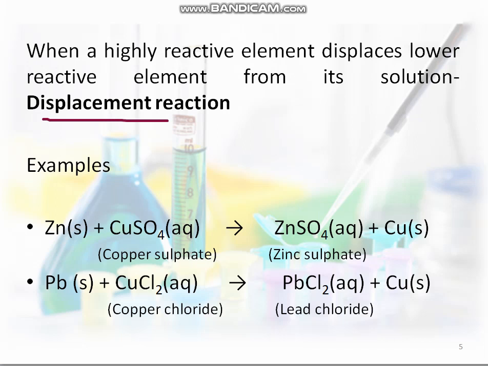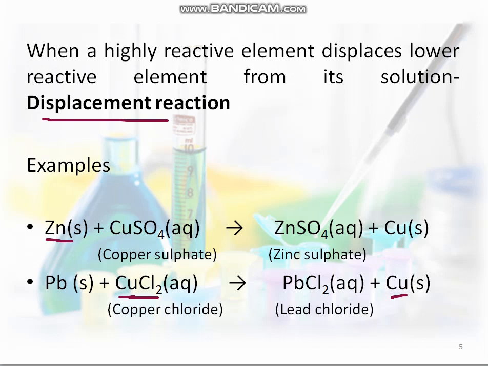Zinc reacting with copper sulfate solution. Here, zinc is more reactive than copper. So it will undergo a displacement reaction forming zinc sulfate along with copper. Second example, lead, Pb. Lead reacting with copper chloride solution. Here lead is more reactive than copper. So lead will displace copper from copper chloride solution forming lead chloride along with copper.